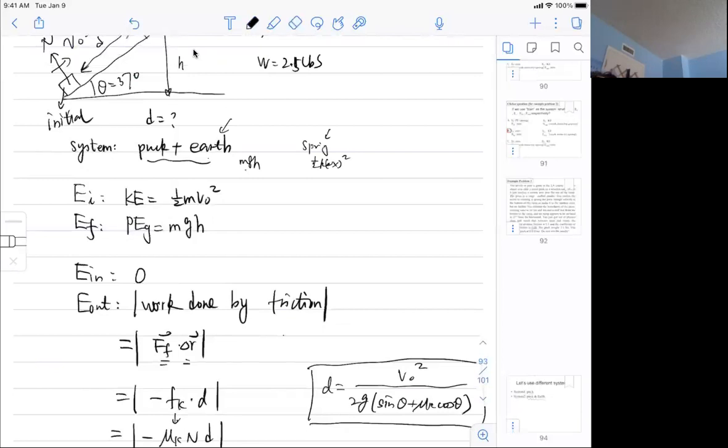Now, if you do work done by gravity, work done by spring, that's a little bit harder, right? Because you have to think about, is this an energy input or output? And is it going to be positive or negative? So that's a little bit harder.